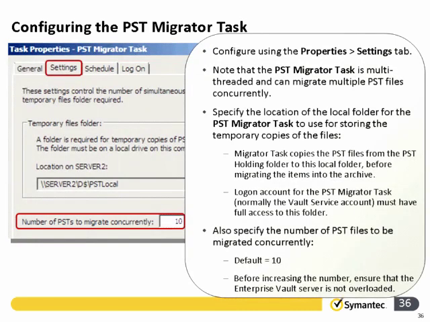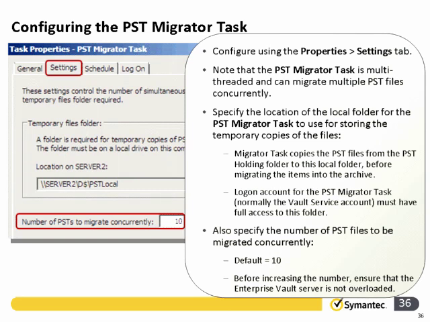Looking at the Pst Migrator task itself and the settings that you can configure, you can configure the location of the temporary file, where that is located, and you can also configure how many concurrent files that the Pst Migrator task can be migrating concurrently. The default is 10, and again, make sure that you do have enough bandwidth and enough processing power available on the Enterprise Vault server before you start increasing that particular value.